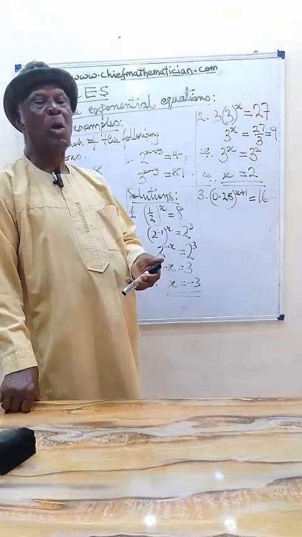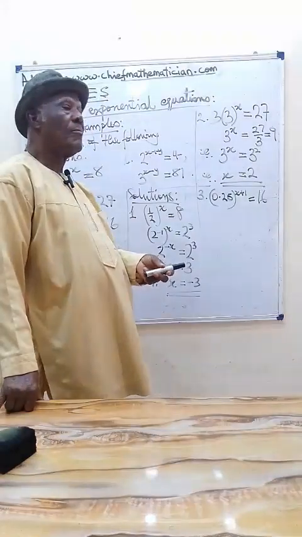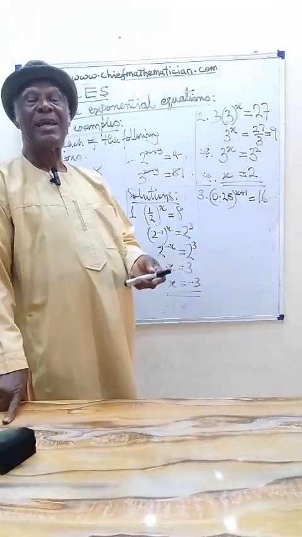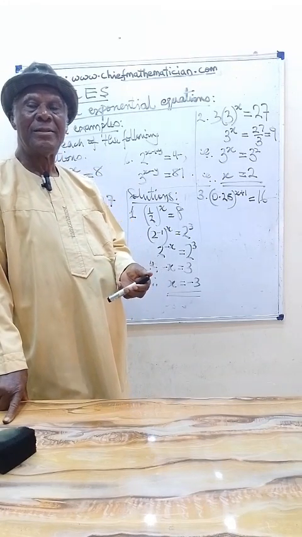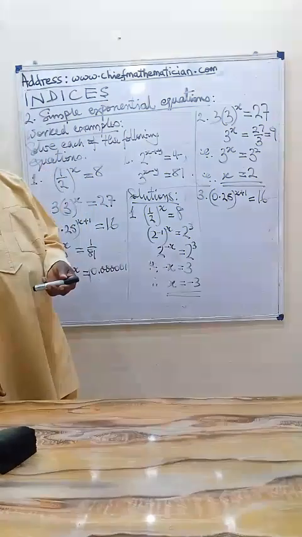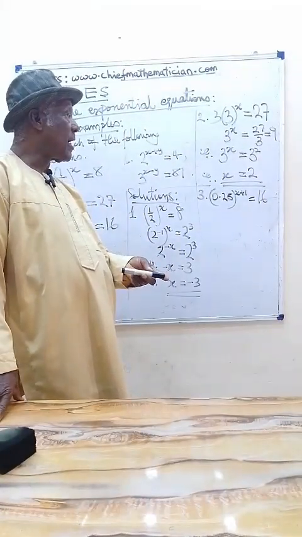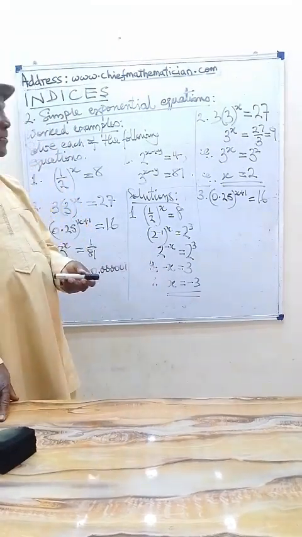What is 0.25? Is it not the same thing as 1 over 8? Check well. 1 over 8. Check well. 1 over 8 is equal to what?